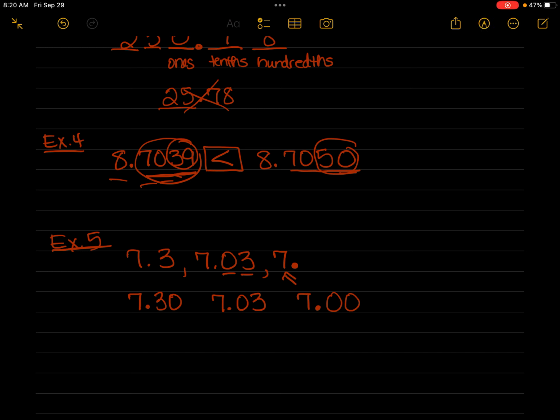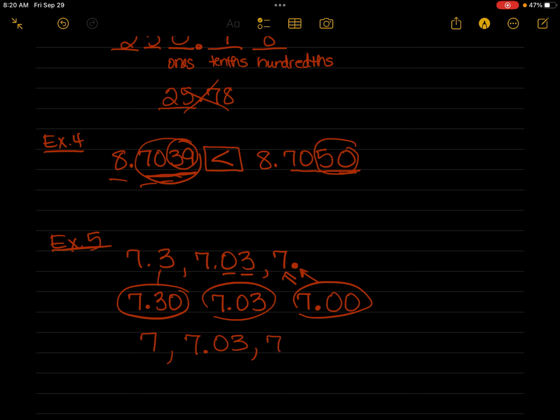Okay, now I can see which one is least and which one is greatest. So from least to greatest is 7. That's this one, right? So I'm just writing the original one, 7. Then the next least is 7 and 3/100. And the last one is 7, well, up here, it's 7 and 3/10. Okay, you always write down the original ones, even though you change them to have the same number of places.